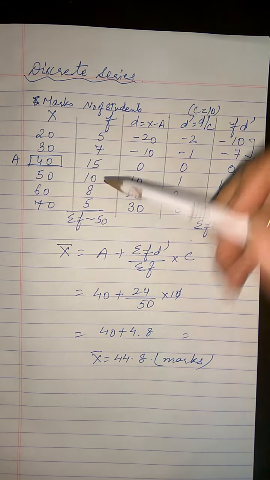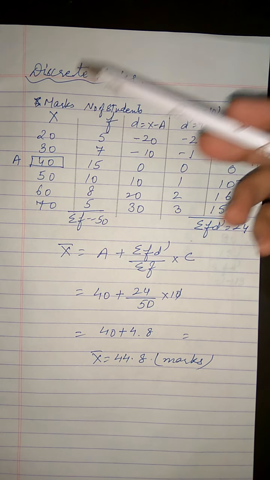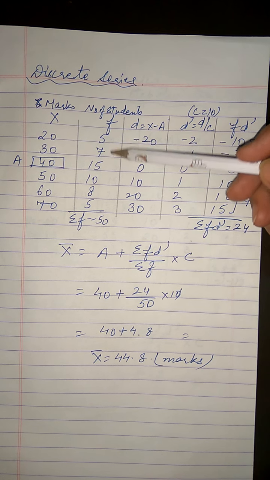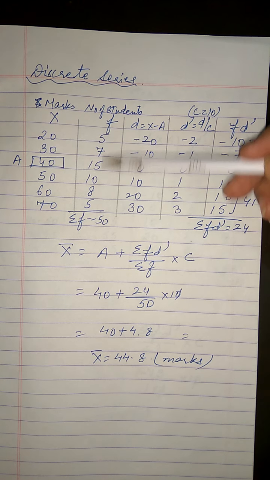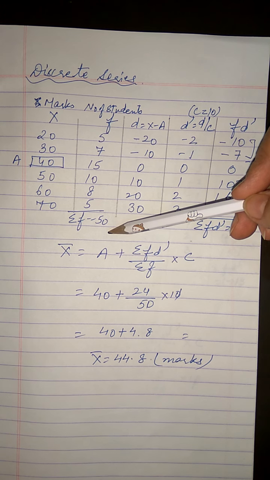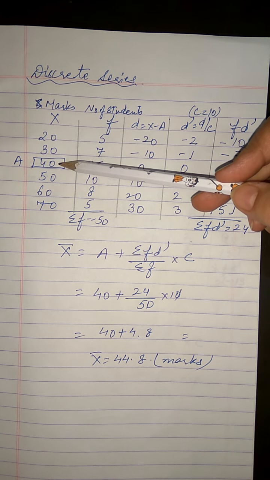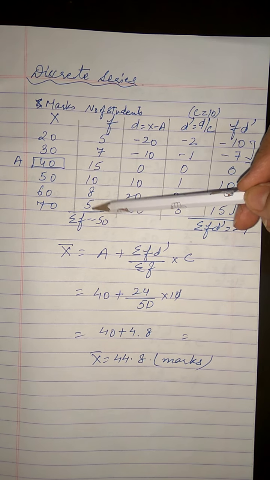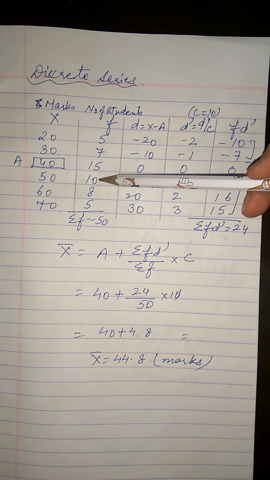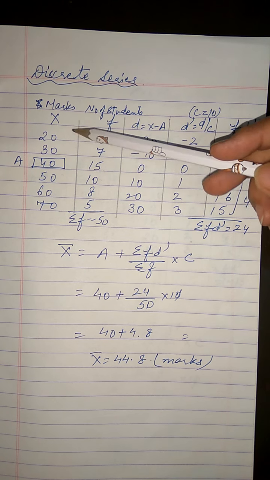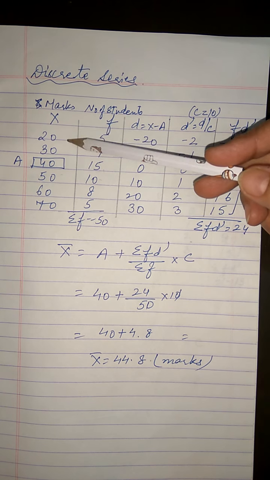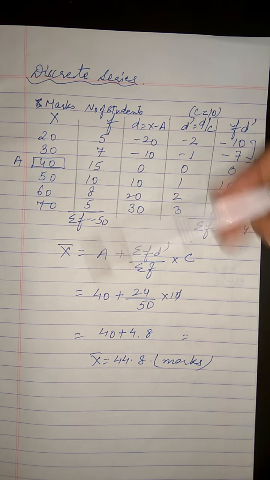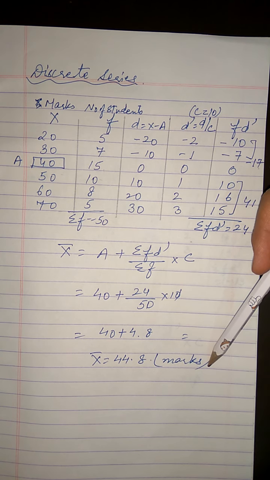Now the next series is discrete series. In this series, marks are given and against these marks, the number of students who have scored these marks is given. And the total data comprises 50 students. Like 40 marks is obtained by 15 students and 5 students got 70 marks and 10 students got 50 marks. So in this case, we are going to take assumed mean from the X itself, from the marks. That is why we get average or the mean marks.